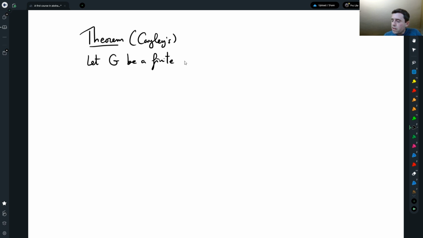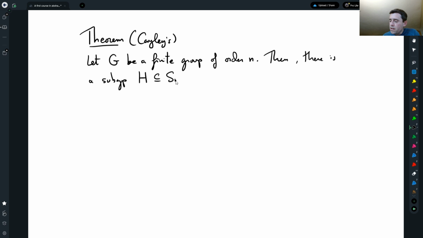And in fact, I can say a little bit more in the statement, of order n. Then there is a subgroup H of Sn such that G is isomorphic to H. So the group G of order n will be contained in Sn. So we'll find some subgroup that is isomorphic to G in there. So how are we going to do this? We're going to use those maps lambda_g as before.